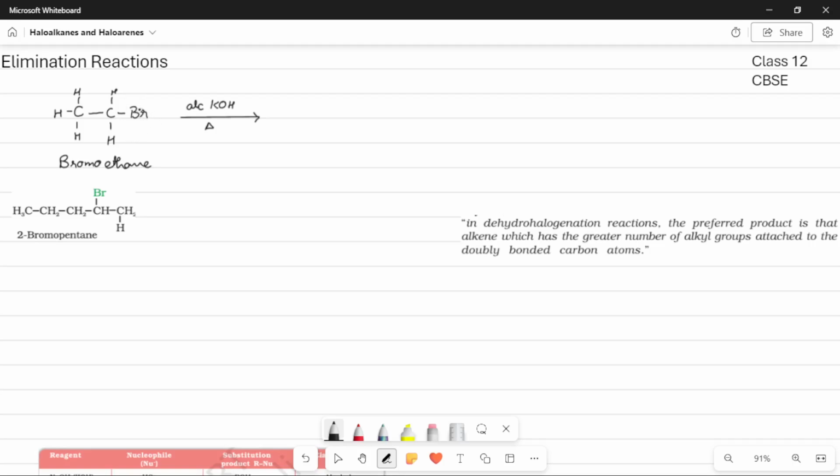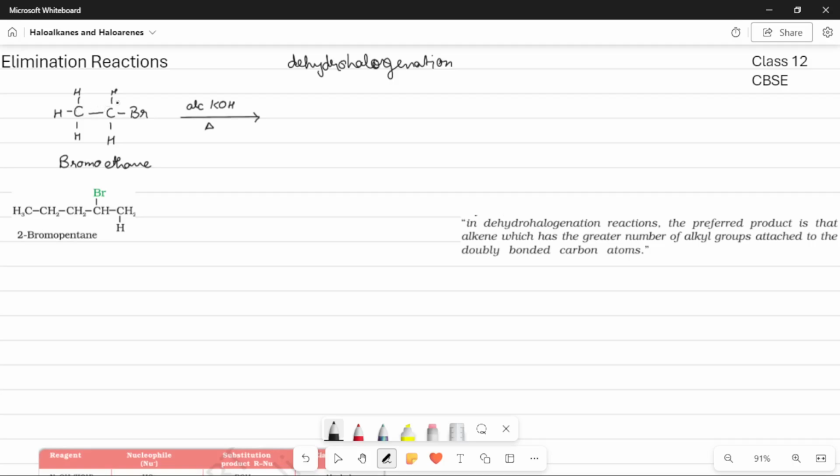So, the elimination reaction involves the removal of the hydrogen and the halogen atom, and this leads to the dehydrohalogenation reaction. So, essentially, what's happening? Dehydrohalogenation is happening here. Okay, so first of all, the hydrogen that gets kicked out from this molecule is going to be something called the beta hydrogen.